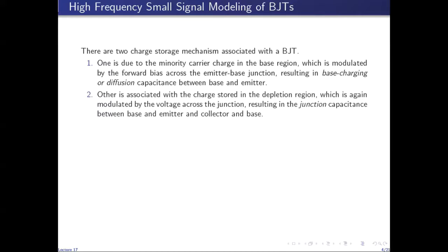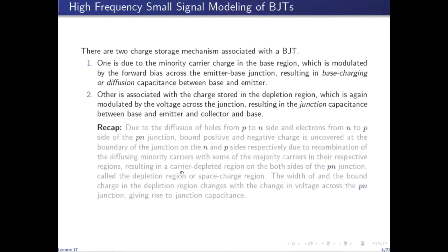The other charge storage phenomenon is associated with the stored charge in the depletion region. So there are two depletion regions in a BJT because there are two PN junctions. A depletion region is a carrier depleted region around a PN junction. So since there are two PN junctions in a BJT, there are two depletion regions, one around the emitter-base junction and the other around the collector-base junction.